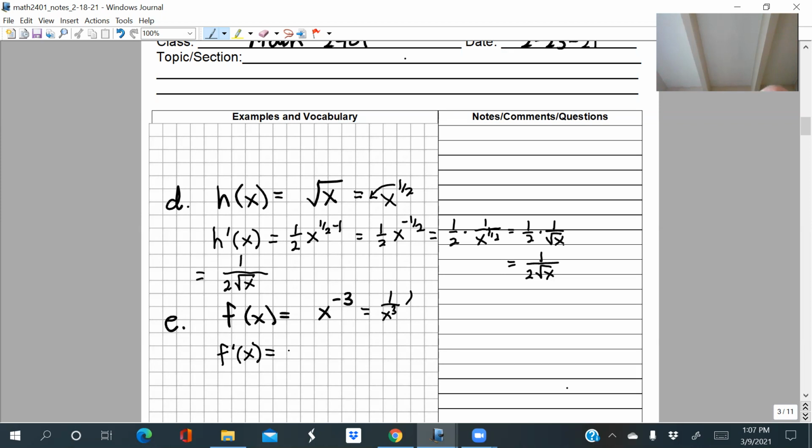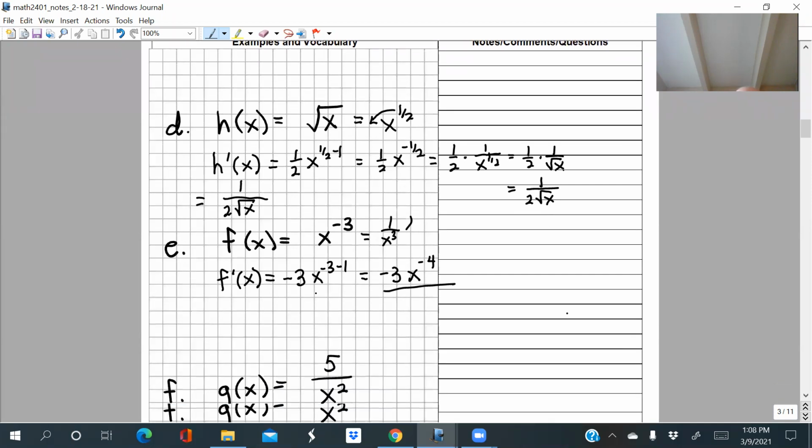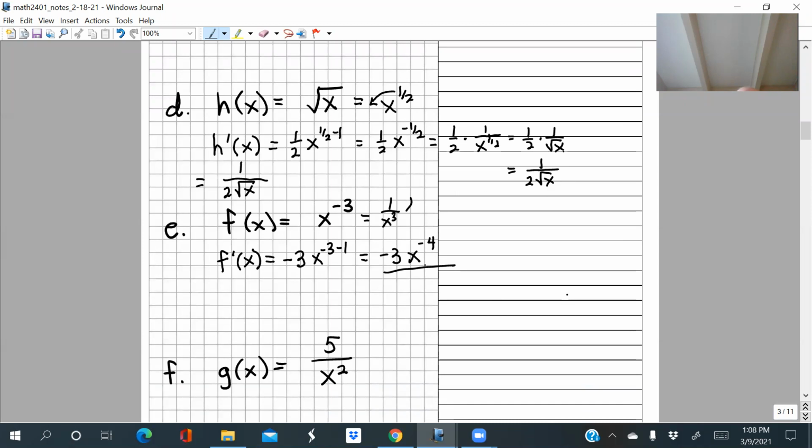You can go ahead and find the derivative immediately by taking the -3 down and then subtracting 1 from the -3. So you get -3x to the -4 power. That's it. There's your answer. That's the rate of change of x to the -3. So unless you're asked for something else, you don't have to do anything else here.